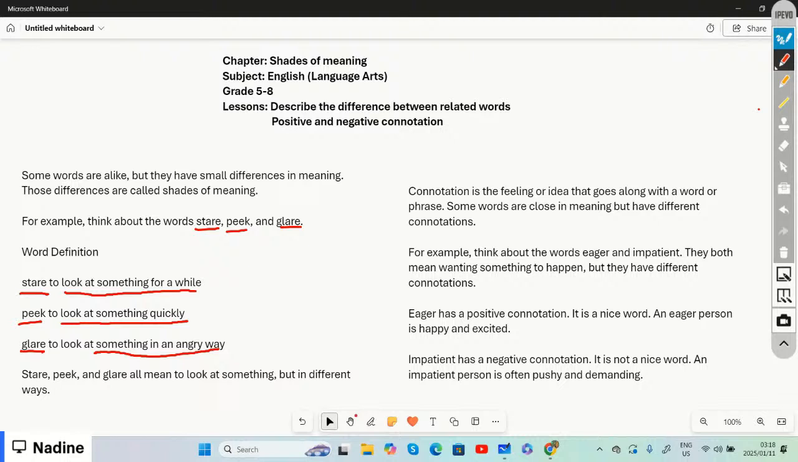And when it comes to connotations, we can say it is either a feeling, or connotation is the idea that goes along with a word or a phrase. That is connotations.